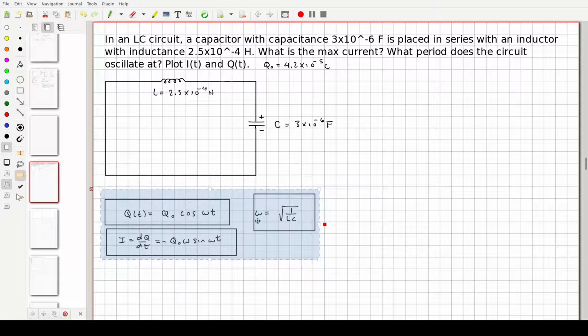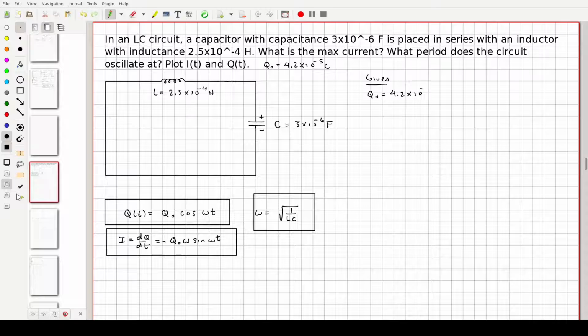So let me borrow this, because we'll be using that to do our problem here. I'm just going to stick this down here to help us. Let's write down our givens. We have a charge initially of 4.2 times 10 to the minus fifth coulombs. We have a capacitance of 3 times 10 to the minus 6 farads. We have an inductance of 2.5 times 10 to the minus fourth henries. What we're trying to find here is the period. We're also trying to find the maximum current. And then we want to plot stuff.